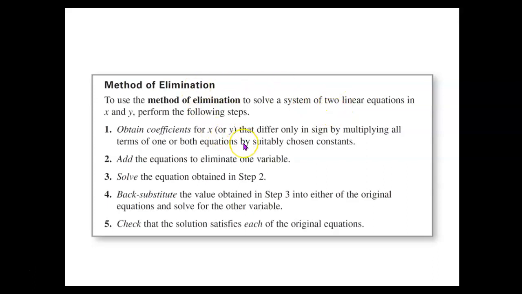And the way you make that happen is you multiply everything on both sides of one or both equations by whatever number it takes to get that to happen. Then you add the equations together to eliminate that variable. The result of doing that should be an equation that only has one variable left. So you go ahead and solve for that variable, and then take the number you get and substitute it back into either one of the original equations and solve for the other variable.